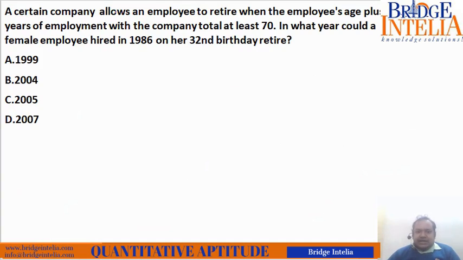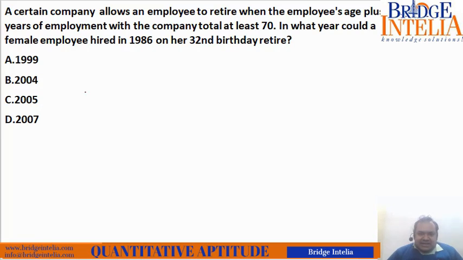A certain company allows an employee to retire when the employee's age plus years of employment with the company totals at least 70. In what year could a female employee hired in 1986 on her 32nd birthday retire? So now let us see, this is a good question. Let us see what is meant by this.